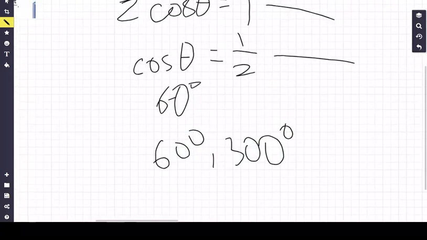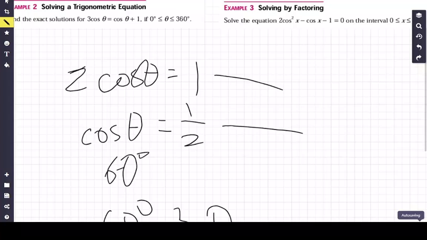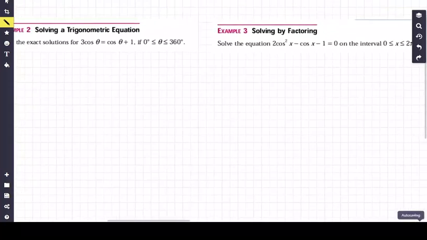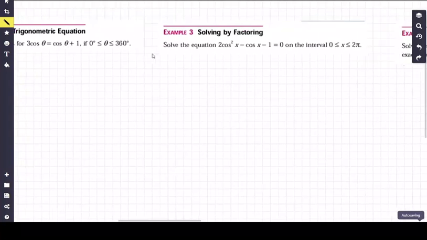Again, if you're not sure about it, go ahead, use a calculator, and check me out. Check if cosine of 60 is equal to the cosine of 300, and plug everything back into this equation, and you will see if I'm right.